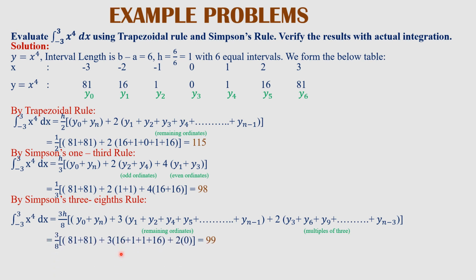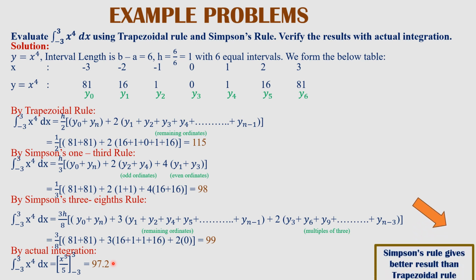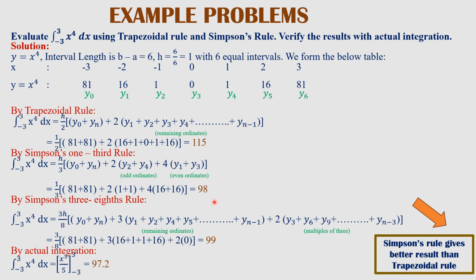And the last step is we are going to compare all these three with the actual integration, the normal integration. When you integrate x power 4, it will be x power 5 by 5. Upper limit minus lower limit, we get 97.2. So when you compare all these results, that is 115, 98, 99 and 97.2, we can come to the conclusion that Simpson's rule gives a better result than the trapezoidal rule, because 98 and 99 are almost equal to 97.2, whereas 115, which we obtained from the trapezoidal rule, deviates more from the original integration.